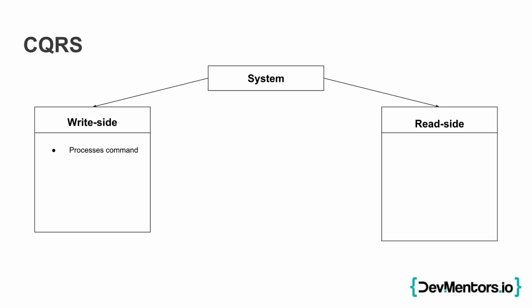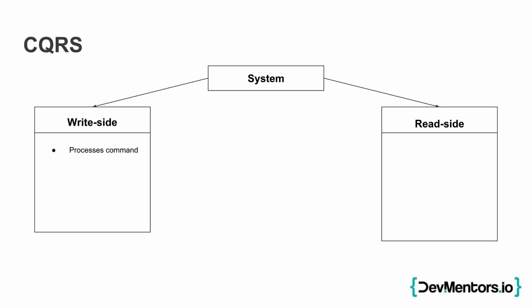Typically CQRS is combined with event sourcing, and that scares people a lot, because they think, okay, if I want to introduce CQRS to my system, I need some kind of event store, projections, domain models, what the hell is going on? While CQRS itself can be implemented easily without event sourcing. The only thing you actually need to do is split the writes and the reads.